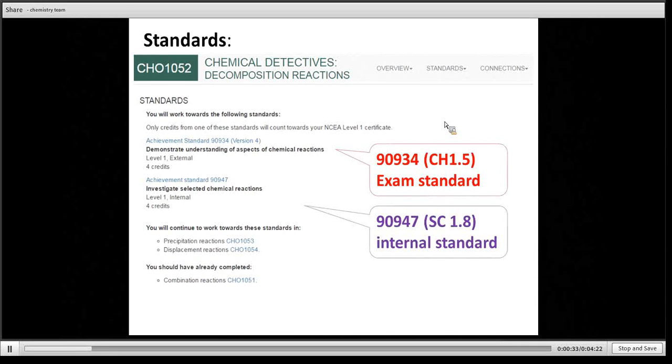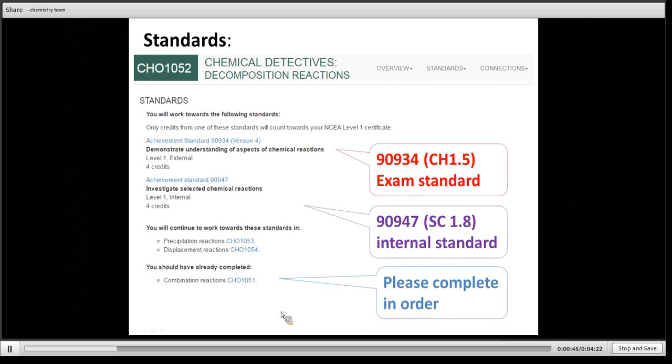You can do both, but only one of them will count towards your level 1 certificate. So one is an exam you sit in November and the other one you can do at home. There are 4 modules that you need to complete. You should have already completed one, the CHO1051 on combination reactions. Please complete these in order.